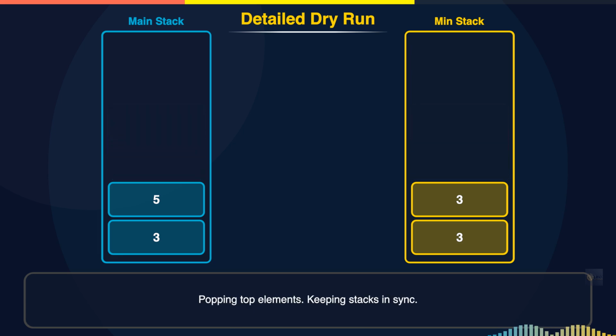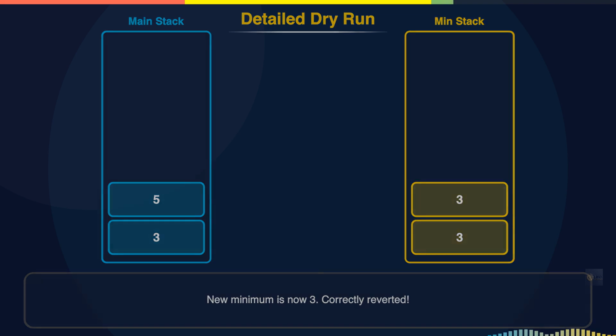What if we pop? We remove 2 from the main stack, and we must also remove its corresponding min tag from the min stack. Now, if we call getMin again, we look at the new top of the min stack, which is 3. The minimum correctly reverted back to 3.